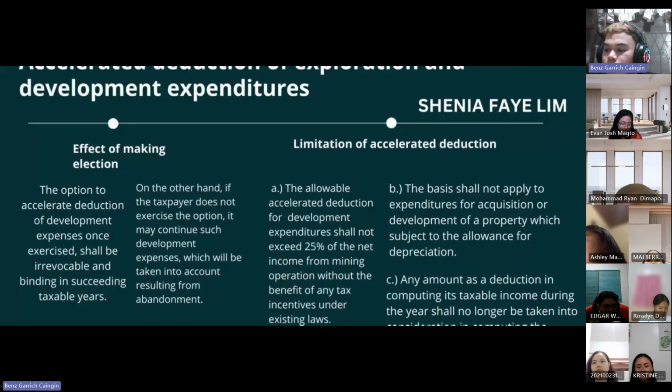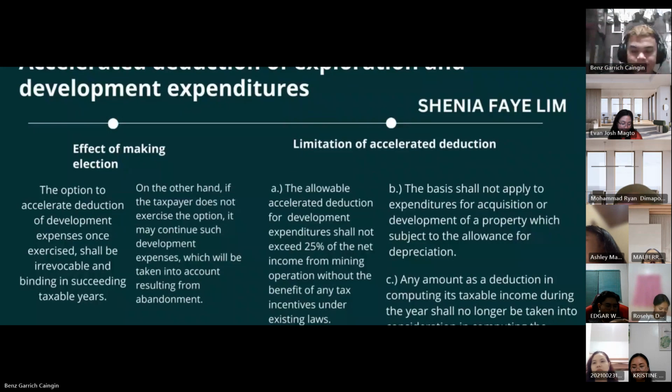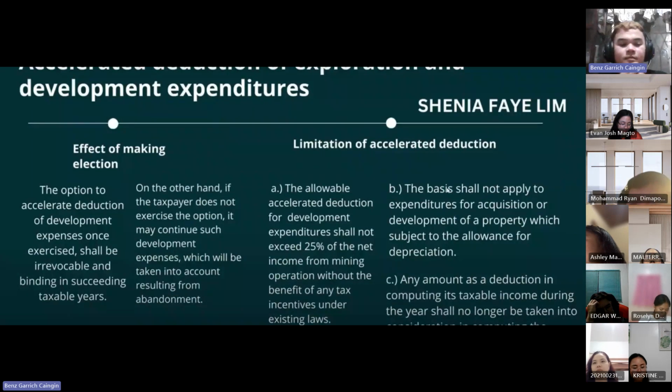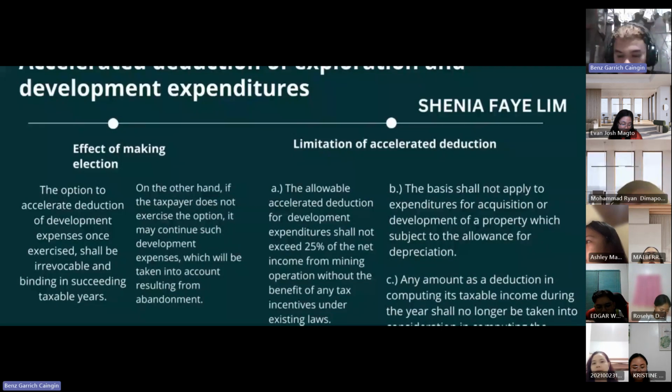The limitation of accelerated deduction. The allowable accelerated deduction for development expenditure shall not exceed 25% of the net income from the mining operation without the benefit of any tax incentives under the existing laws. Second, the basis shall not apply to expenditures for acquisition or development of the property which is subject to the allowance for depreciation. And lastly, any amount allowed as a deduction in computing taxable income during the year shall no longer be taken into consideration in computing the adjusted cost.